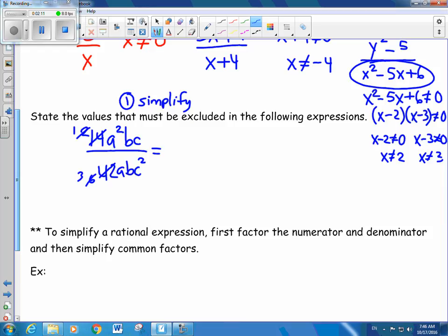A squared and a can simplify. And b will simplify. They'll cancel out. We have c once on top and c squared at the bottom, so we're going to have 1c at the bottom. So we're going to have a on the top over 3c. So what does it mean? Which one cannot be 0? Remember, it's always the denominator. So 3c cannot be equal to 0, which means that c cannot be equal to 0.